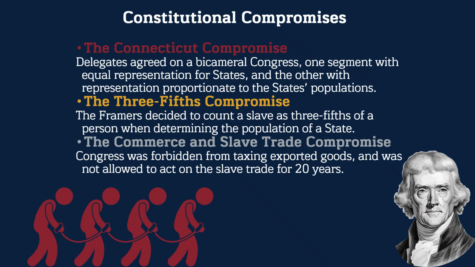And so southern states had a larger representation in government because they could count the slave population without giving them any rights. And then there was a commerce and slave trade compromise, where Congress was forbidden from taxing exported goods, which would help the North, and was not allowed to act or regulate the slave trade for 20 years.